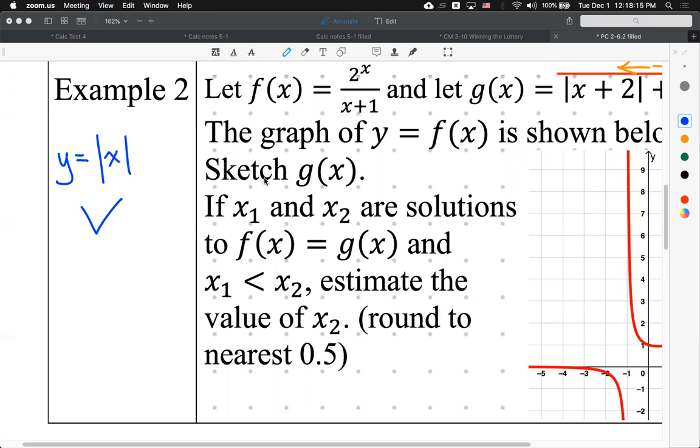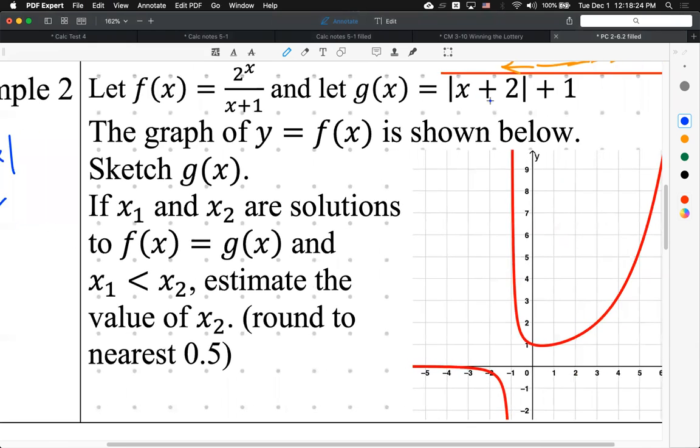To the left, exactly. So that means our vertex point, this point right here, is going to be shifted left 2. So let's go ahead and annotate what Leo said. Right here, this x plus 2 means left 2. Thank you. And then what about outside the absolute value? Plus 1, what does that mean?